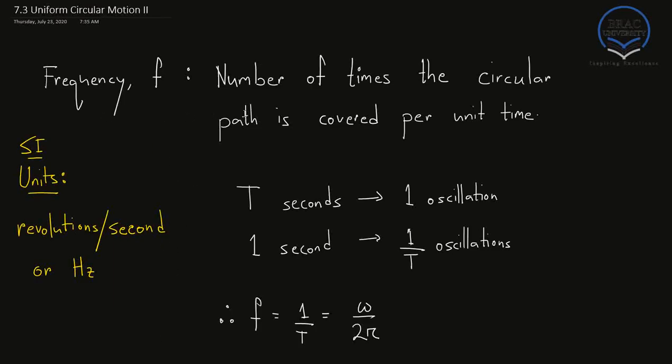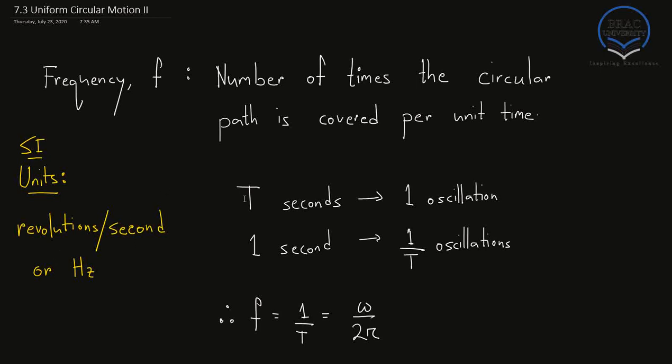The frequency is the number of times the circular path is covered per unit time. So what are the SI units? Of course, this is the number of revolutions that's covered per unit time. So in SI units, you would have revolutions per second. Revolutions is just a number, so the unit is basically per second. Another popular name for that is hertz.